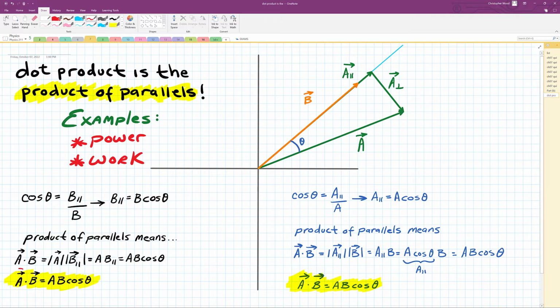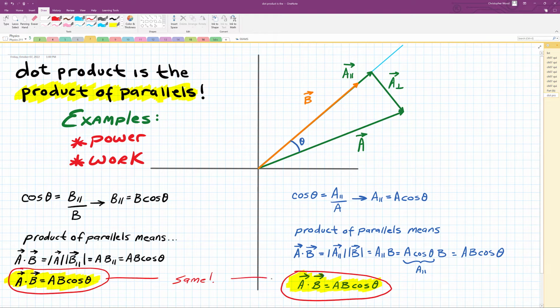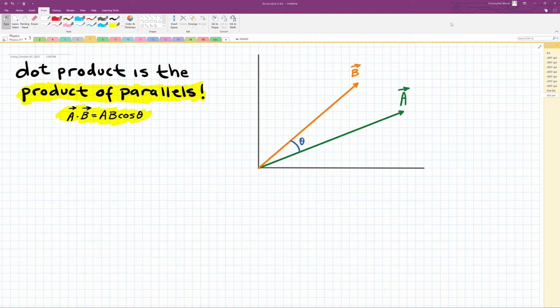You can see that this expression on the left is exactly the same as this expression on the right. It's good to run through both those scenarios, projecting vector B onto vector A and then projecting vector A onto vector B. Okay, now let's do the dot product with unit vectors.